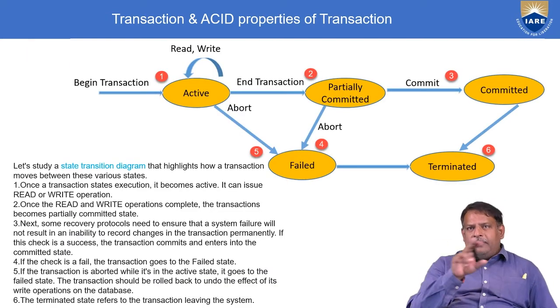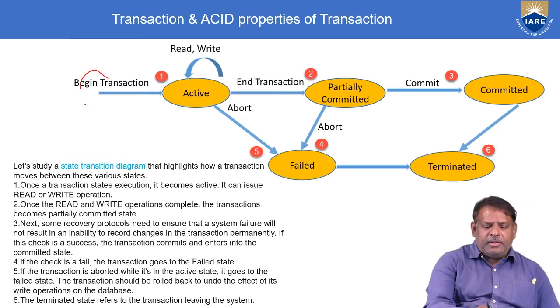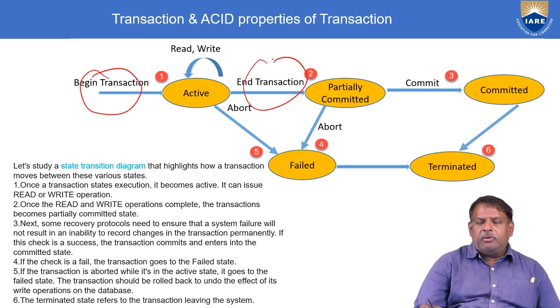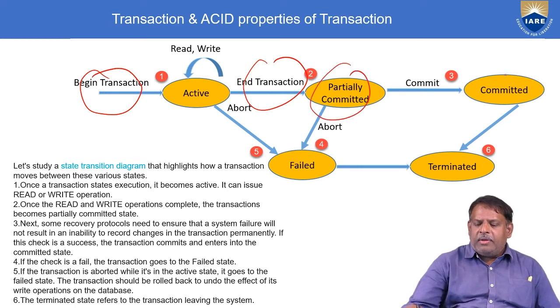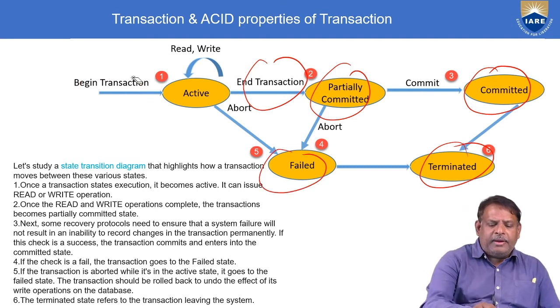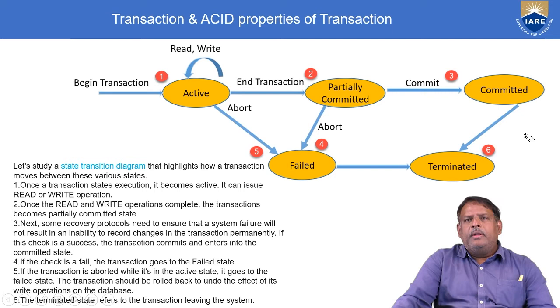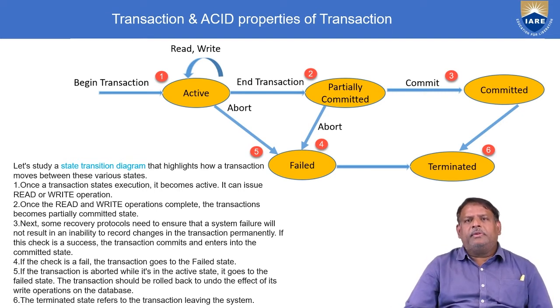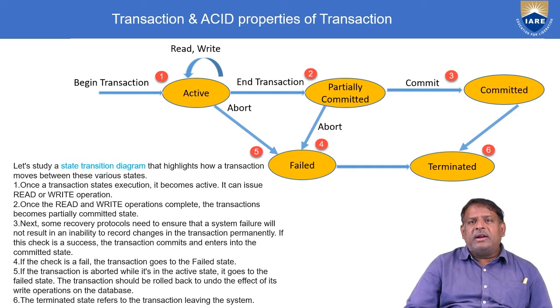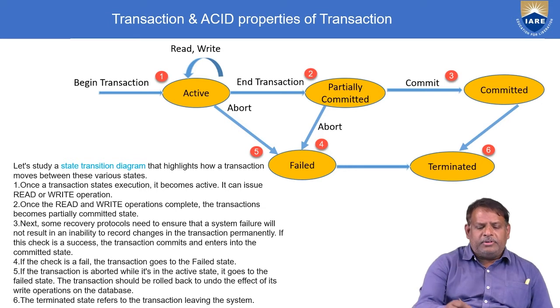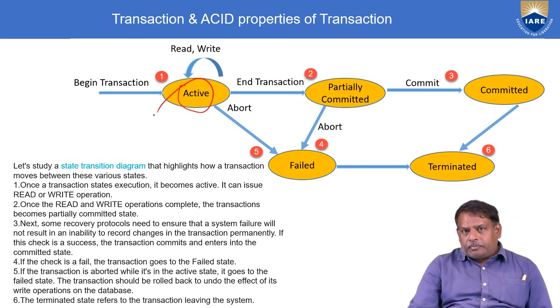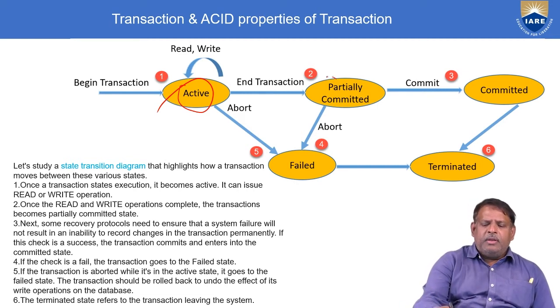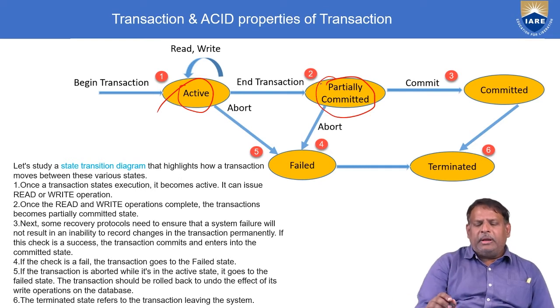Now we'll see the various phases. So begin transaction is here. We have ending. We also know something called partially committed. Then we have committed, and terminated. This is all we discussed in the earlier slide. Now let us study the state transition diagram that highlights how a transaction moves between various states. Once the transaction starts execution, it becomes active. It can issue read and write operations. That is the first step of the active state. Once the read and write operations complete, the transaction becomes partially committed, as we know, before completing fully it is in partial.